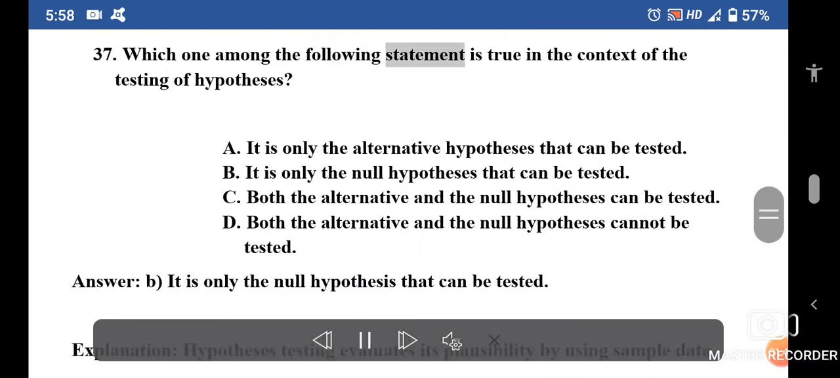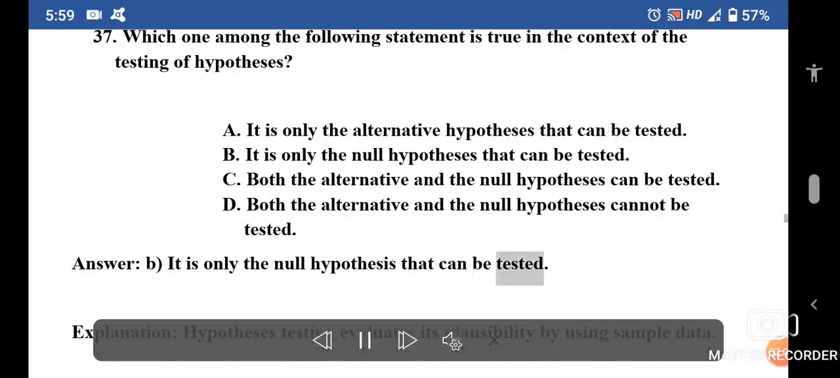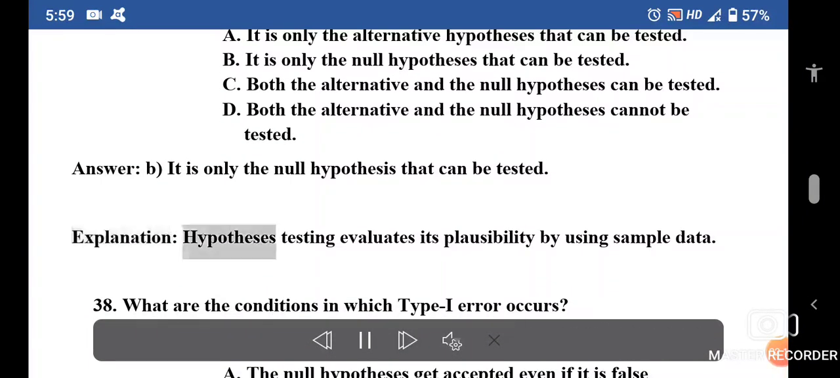Which one among the following statements is true in the context of the testing of hypotheses? It is only the alternative hypotheses that can be tested. It is only the null hypotheses that can be tested. Both the alternative and the null hypotheses can be tested. Both the alternative and the null hypotheses cannot be tested. Answer B. It is only the null hypothesis that can be tested. Explanation: Hypothesis testing evaluates its plausibility by using sample data.